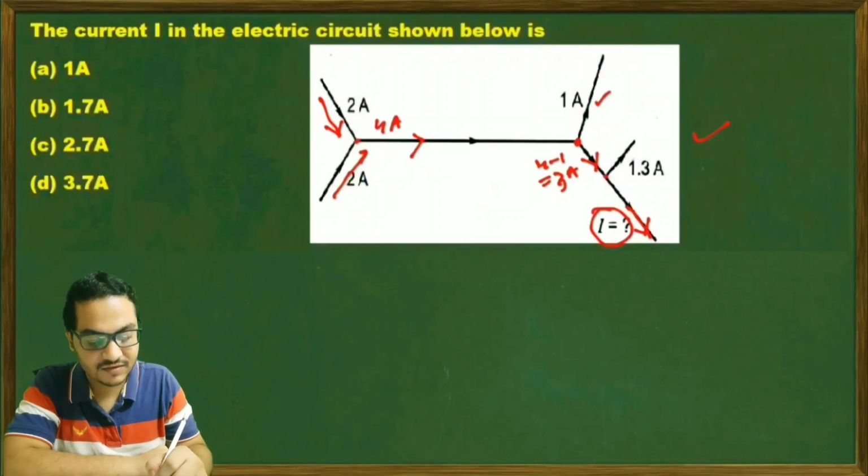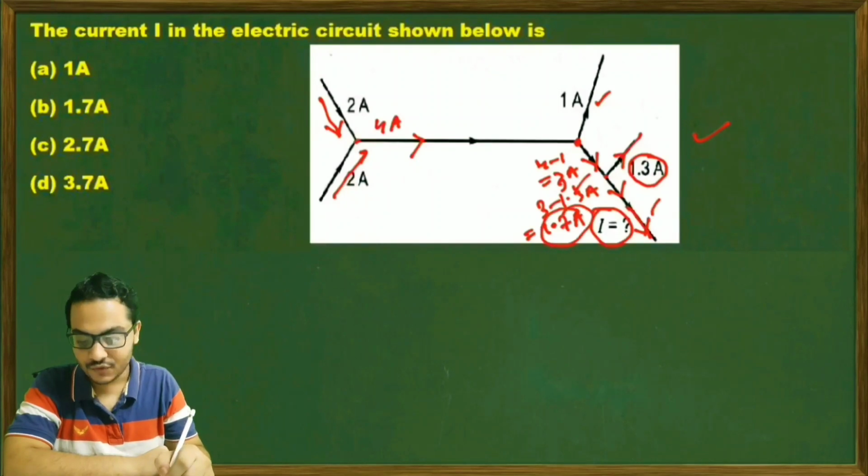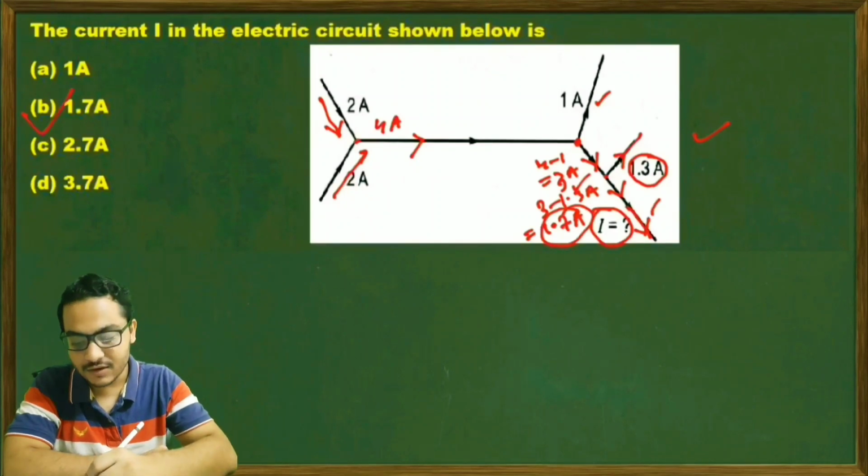Now from this 3 ampere current, 1.3 ampere current is divided to this branch. The remaining is 3 minus 1.3 ampere current flowing through this branch, and after calculation we got 3 minus 1.3 equals 1.7 ampere current. So the current flowing through this branch is 1.7 ampere. So option B is the right answer.